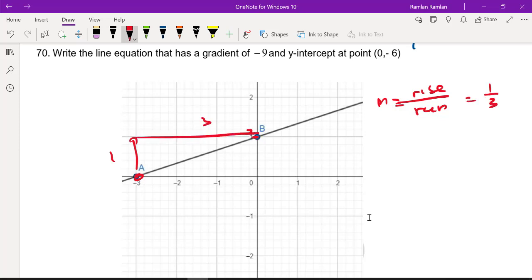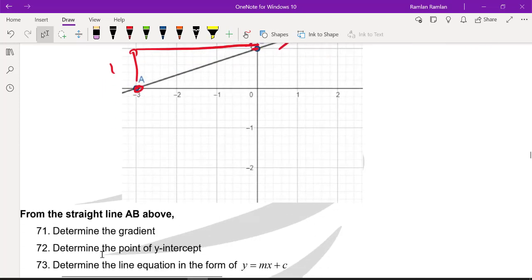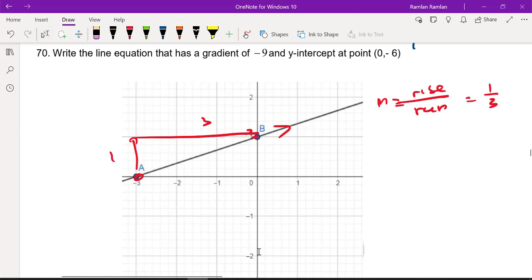So remember that if you go uphill from the left to the right, it's going to be positive. If you go downhill like this, it'll be negative. Okay, so pretty easy. And then determine the point of y-intercept. The y-intercept is the point in which it passes through the y-axis, which is this one over here, and the coordinate of that line is just 0 comma 1.